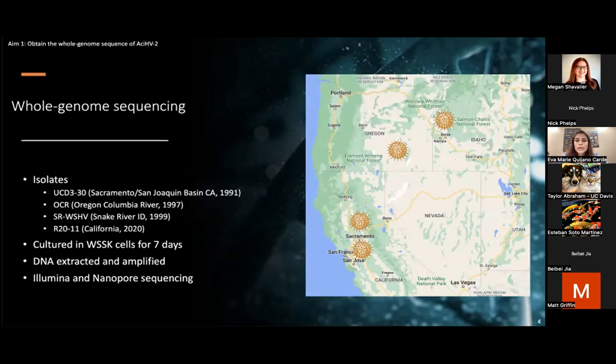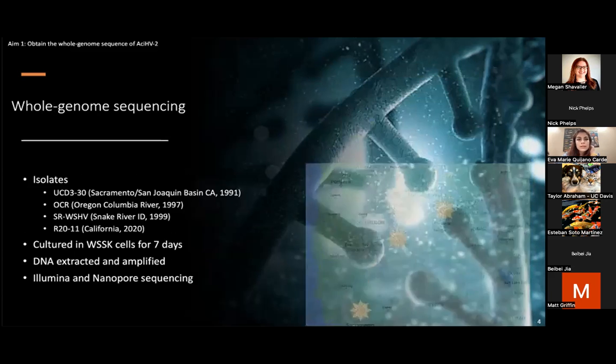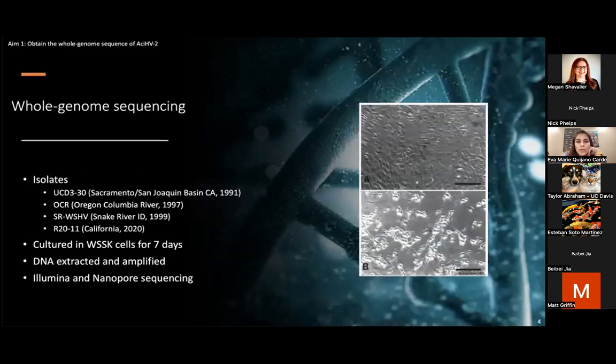I cultured each isolate in white sturgeon skin cells at 20 degrees for 7 days and monitored for cytopathic effects. And here at the top is how the WSSK cells, healthy and happy, look. And then at the bottom, you can see the characteristic cytopathic effects, where you see rounding of infected cells and formation of syncytia with detachment of severely affected cells.